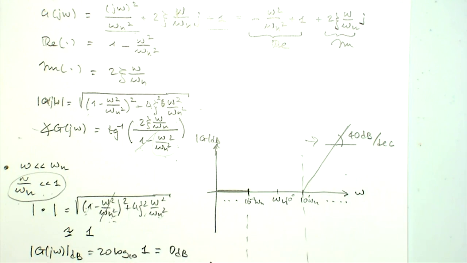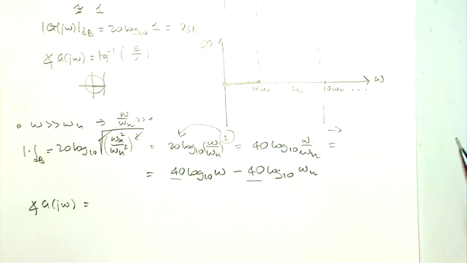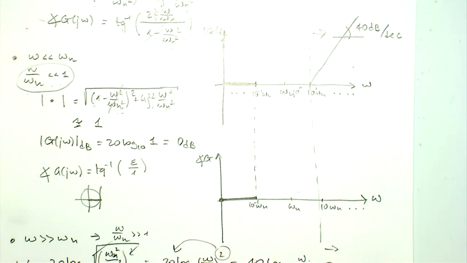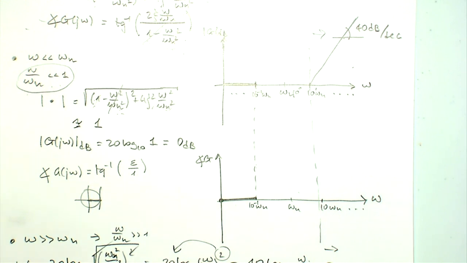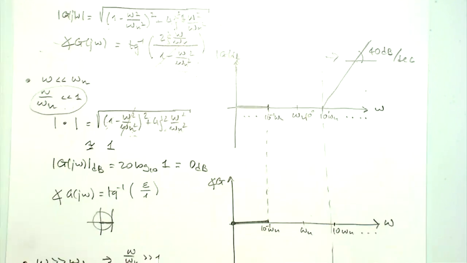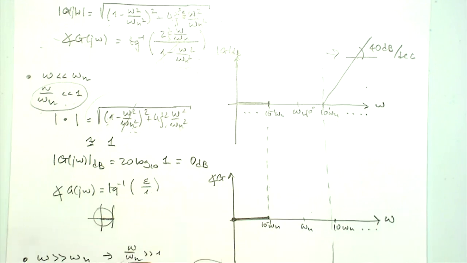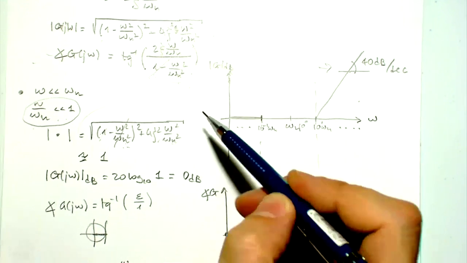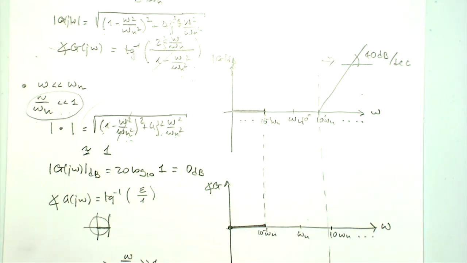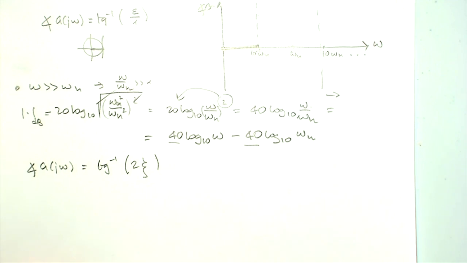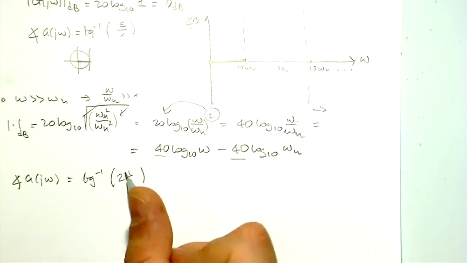So what are we looking at here? We're looking at the phase, okay. So we have to look at this expression here. This will be the tangent inverse, and after approximation, basically this term will go to 2 zeta. And there's very little we can say about this like this. We have to analyze the different conditions with respect to zeta.